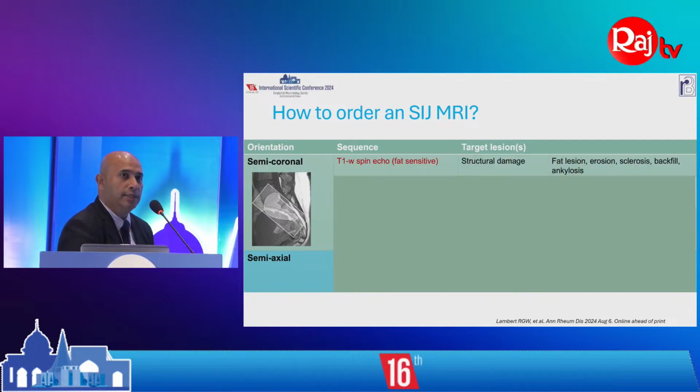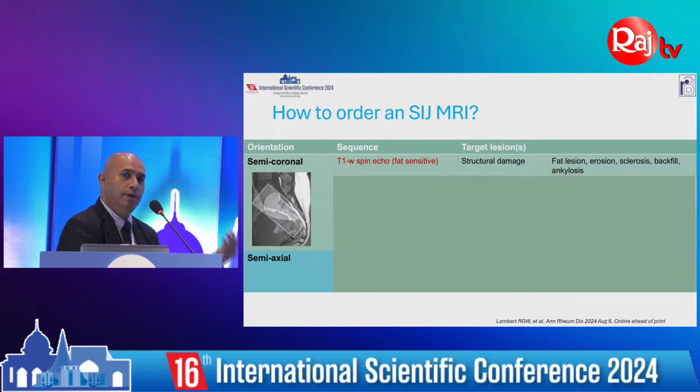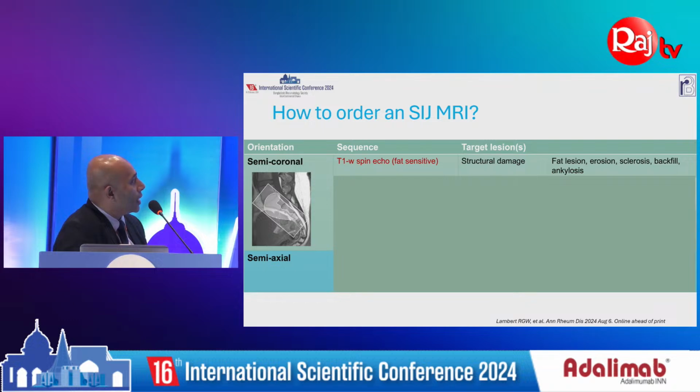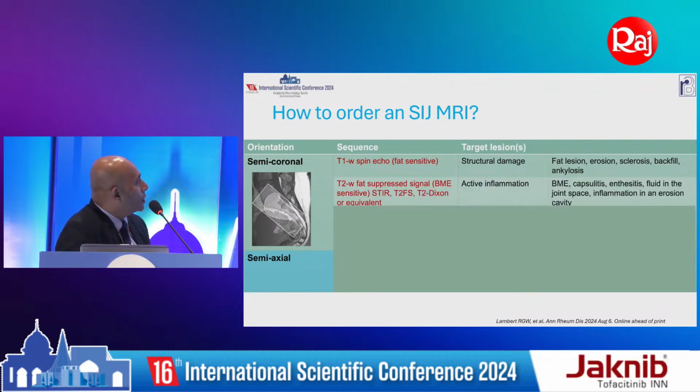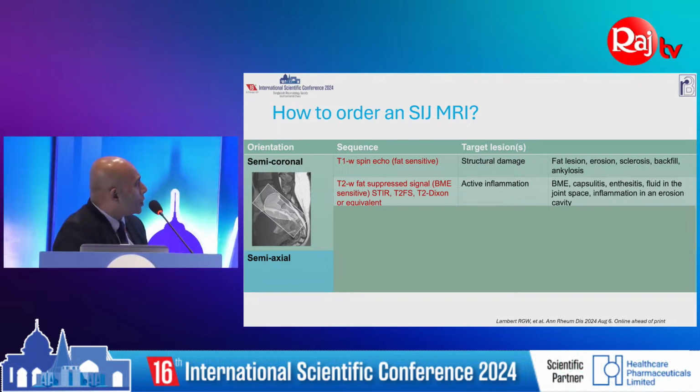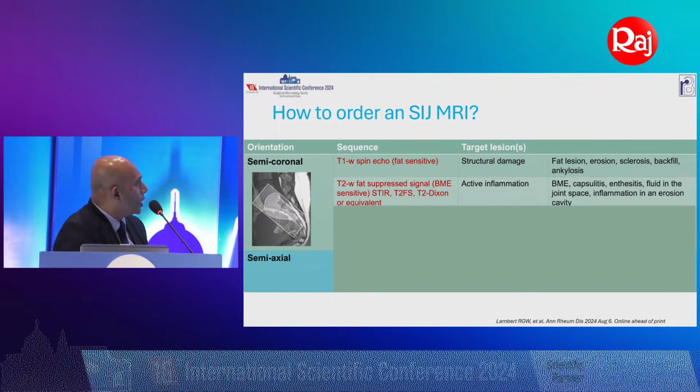Now, what are the sequences? We know that MRI has a T1 and a T2. It's pretty simple. What we need to know is what is to be ordered. We need to have a T1 spin echo or T1 sequence, which is for structural damage. We need to have a T2 fat suppressed signal, which is bone marrow edema sensitive, and could pretty much use the new techniques as well.